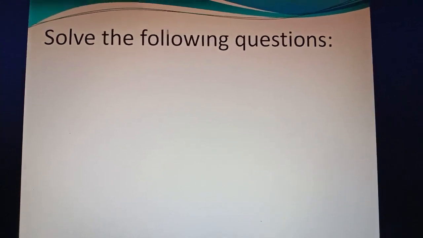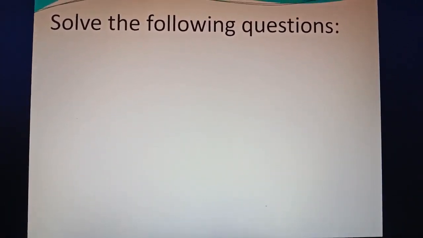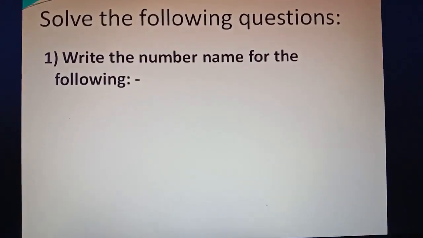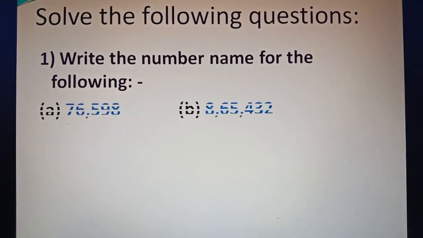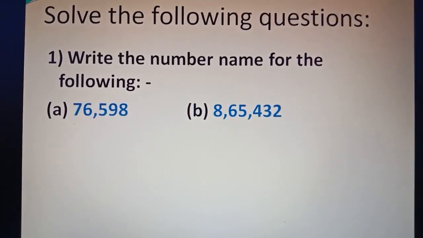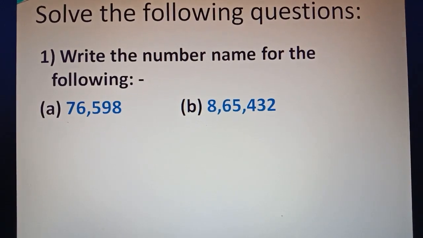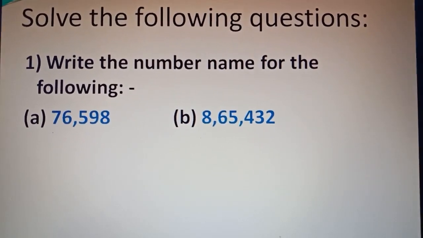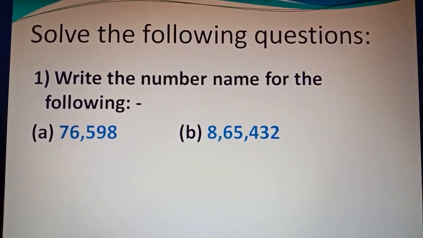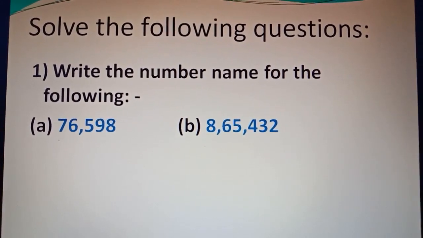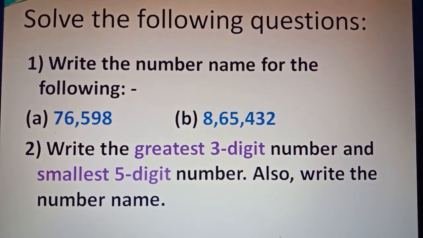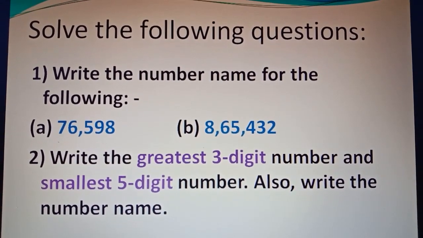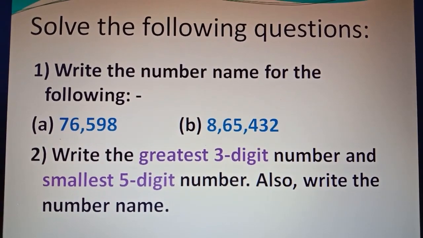Now solve the following questions assigned as homework. Question number 1. Write the number name for the following. A. 76,598 and B part 8,65,432. Question number 2. Write the greatest 3-digit number and smallest 5-digit number. Also write the number name.